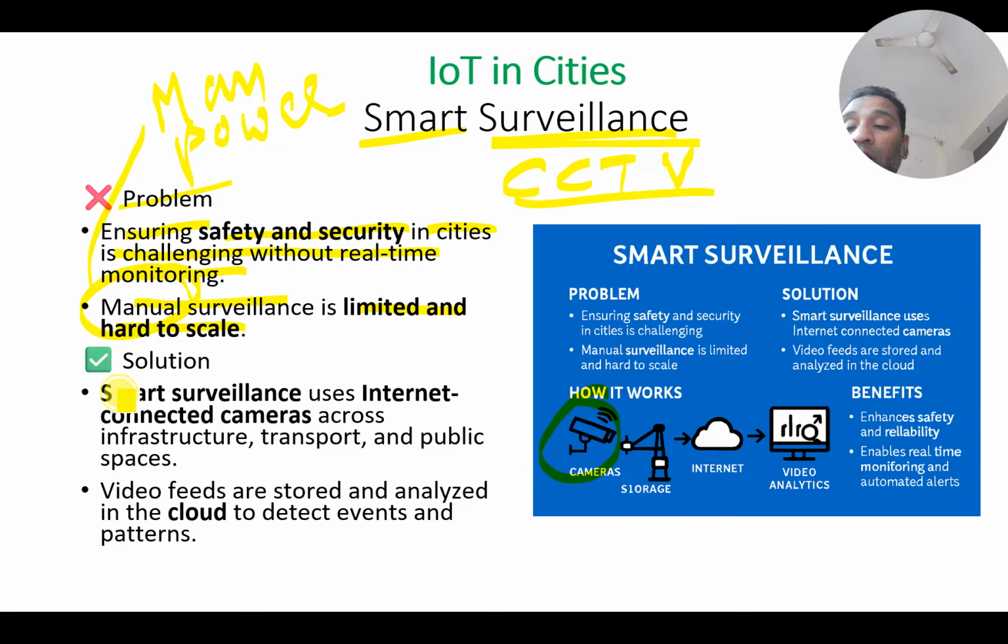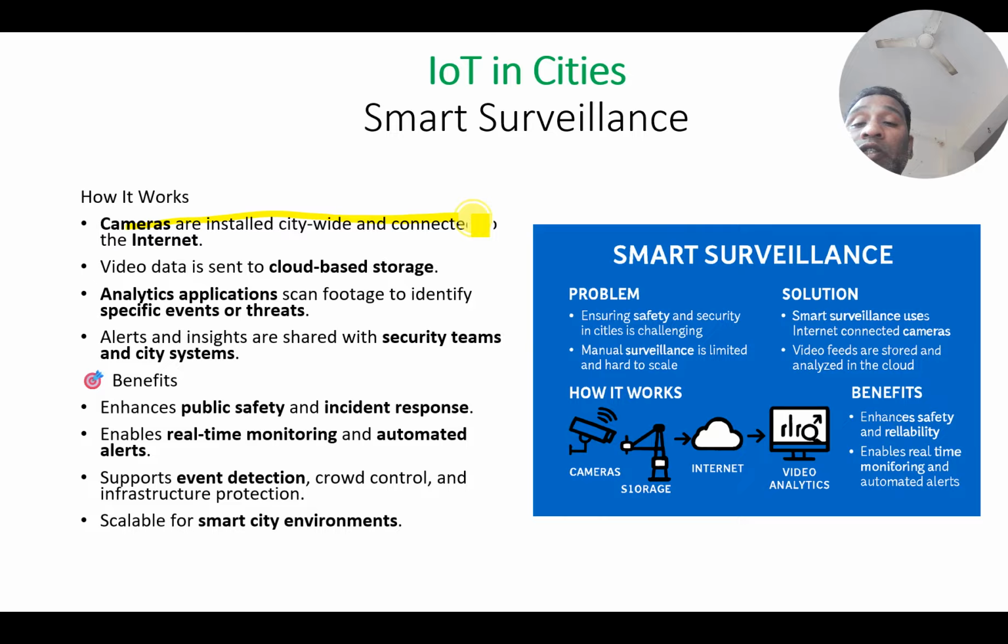Use smart surveillance. They use internet-connected cameras across infrastructure, transport and public spaces. Video feeds are stored and analyzed in the cloud to detect events and patterns. Let us see how it works. Cameras are installed everywhere in the city and connected to the internet. Those cameras collect the video data and send it to cloud-based storage.